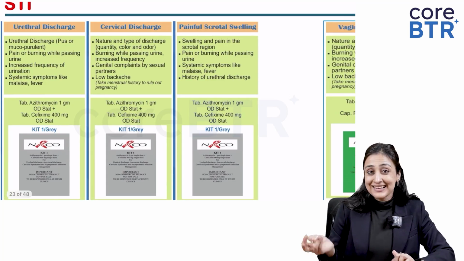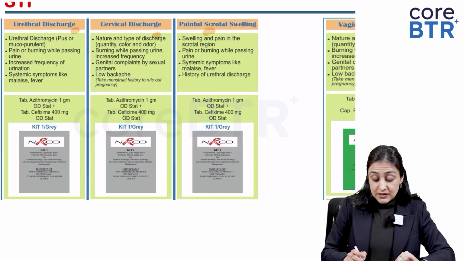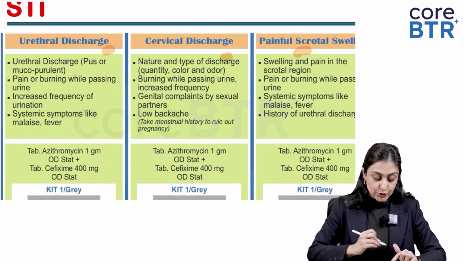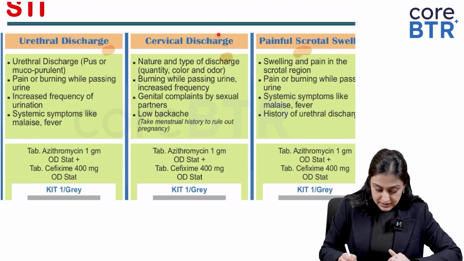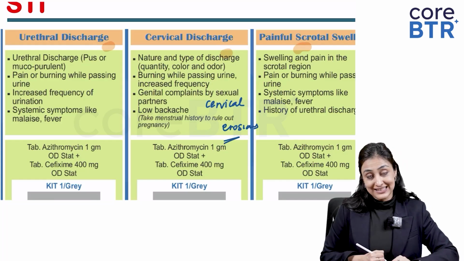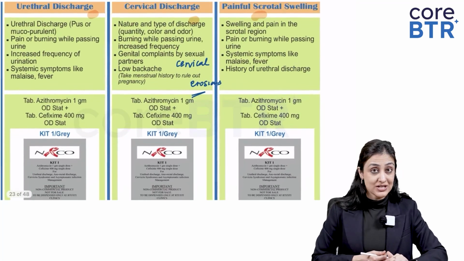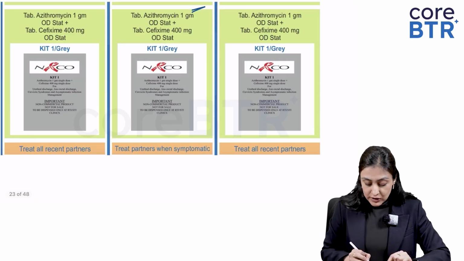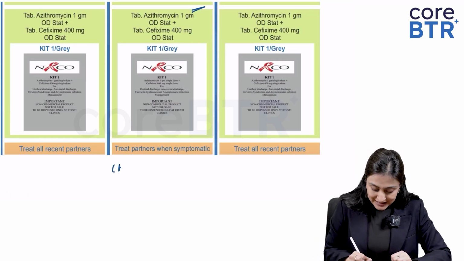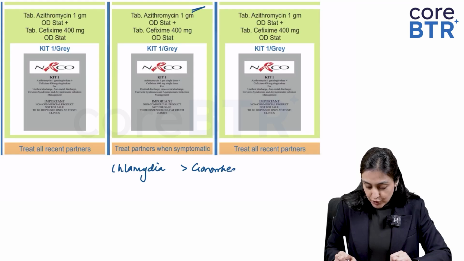So kit 1 is grey, so great that it treats 3 things: urethritis, cervicitis, painful scrotal swelling. So urethritis happens in males. Cervicitis, there they will give you that there are cervical erosions. On per speculum examination, if they give cervical erosions, you will give grey kit, or painful scrotal swelling in males, right? So this is urethritis, cervicitis, painful scrotal swelling. All three of these causes happen either because of chlamydia or gonorrhea, chlamydia being more common, but we have to treat for both.